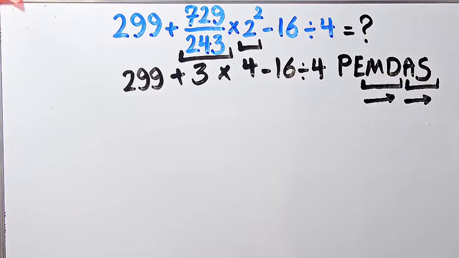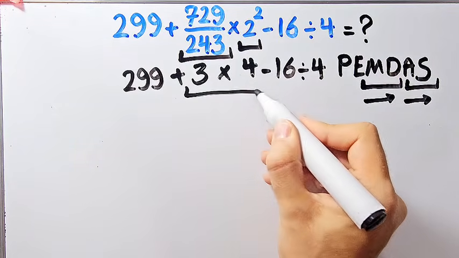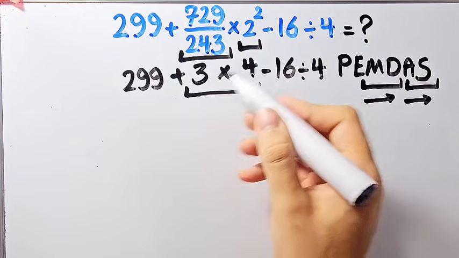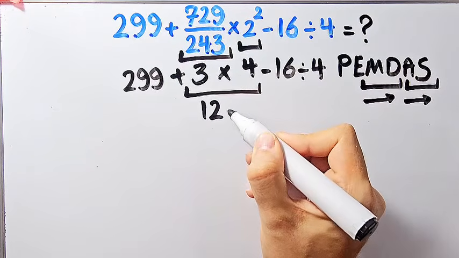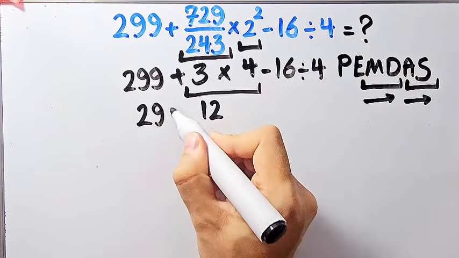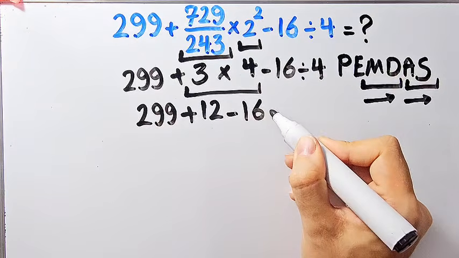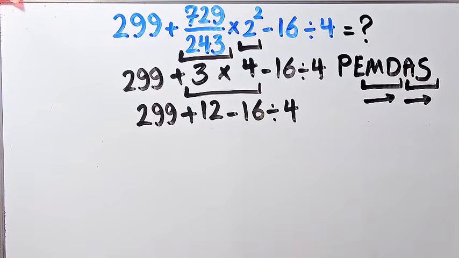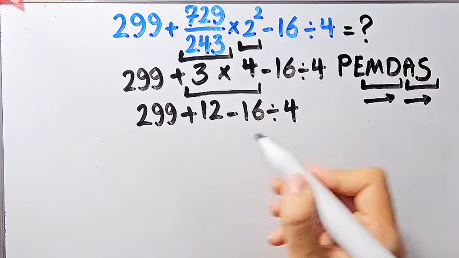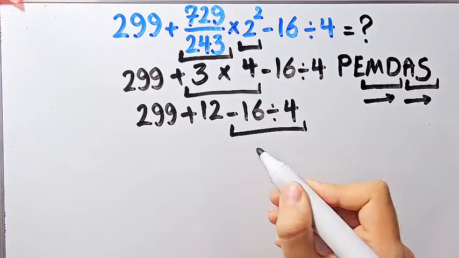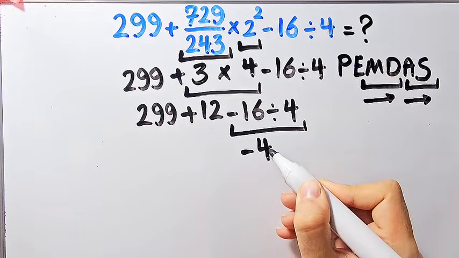Now we have addition, multiplication, subtraction, and division. According to the PEMDAS rule, first we simplify this multiplication. 3 times 4 equals 12. Now we have 299 plus 12 minus 16, then divided by 4. We have addition, subtraction, and division. In this step, we simplify this division. Negative 16 divided by 4 equals negative 4.